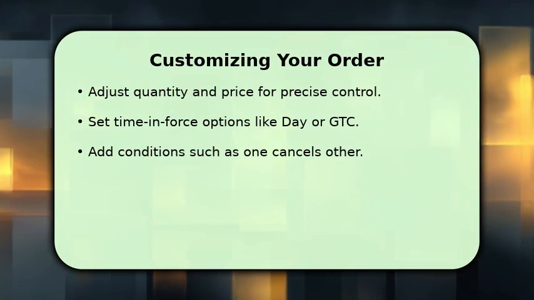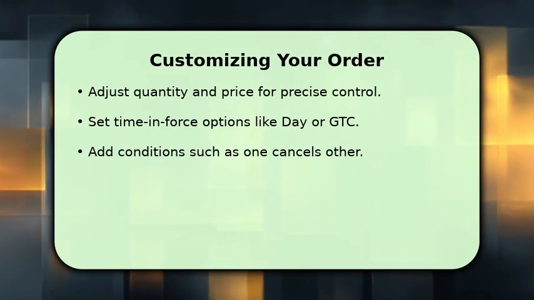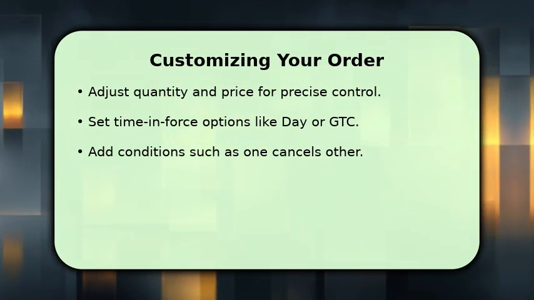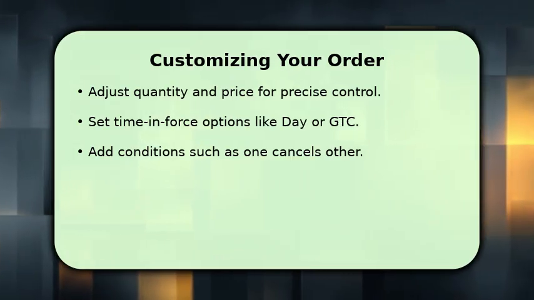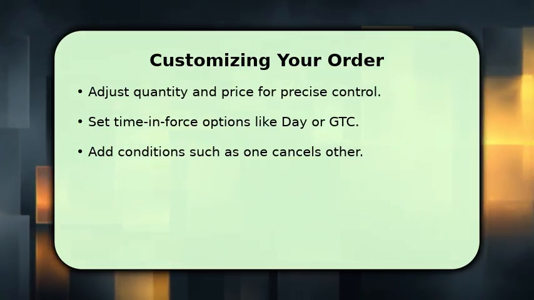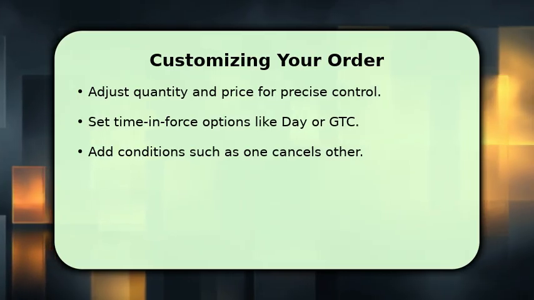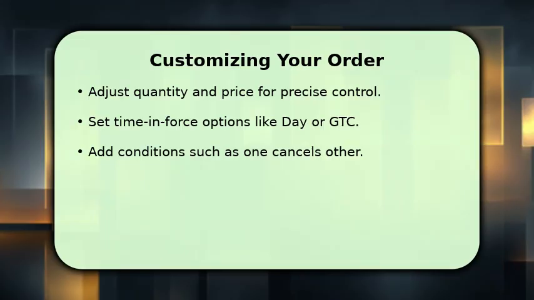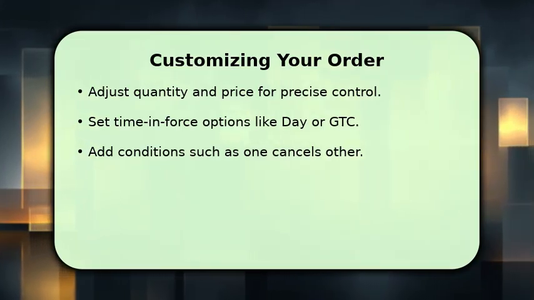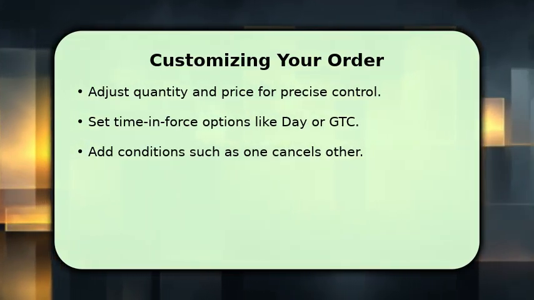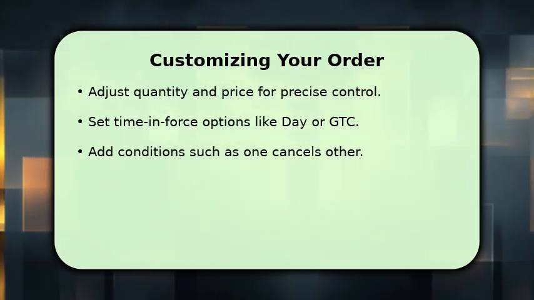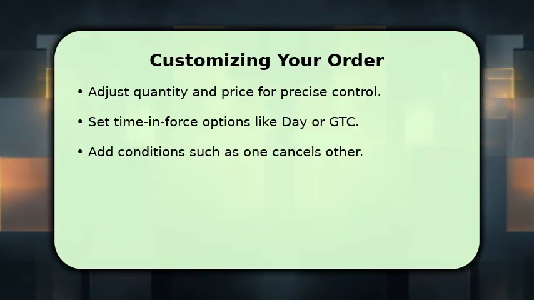Once you've selected an order type, you can customize it further. Adjust the quantity of shares or contracts and fine-tune your limit or stop price. The time in force setting determines how long your order remains active, with options like day or good till canceled. You can also add advanced conditions, such as one cancels the other orders, to manage multiple positions simultaneously. These features provide flexibility for your trades.